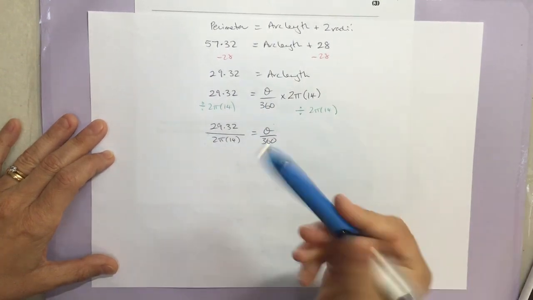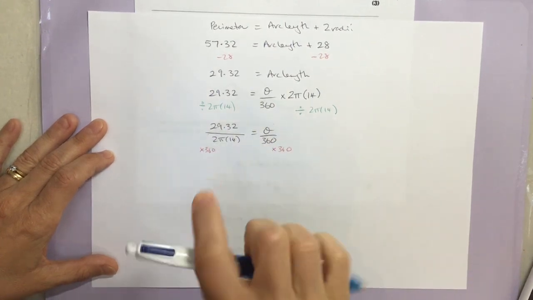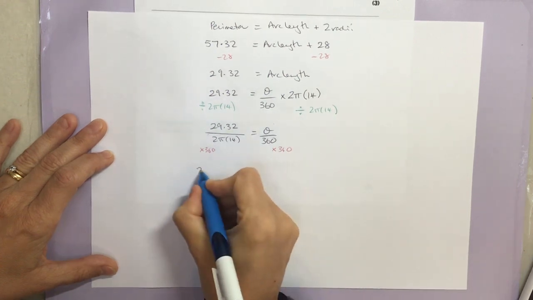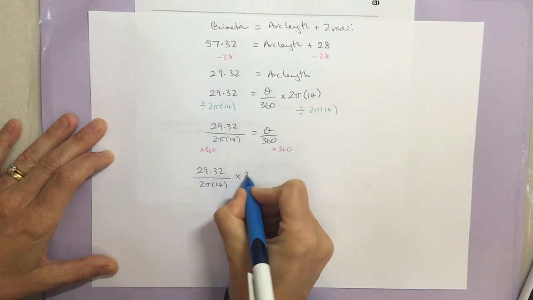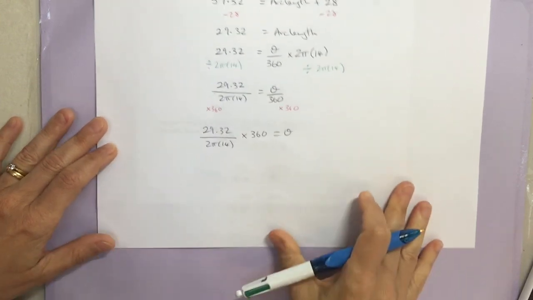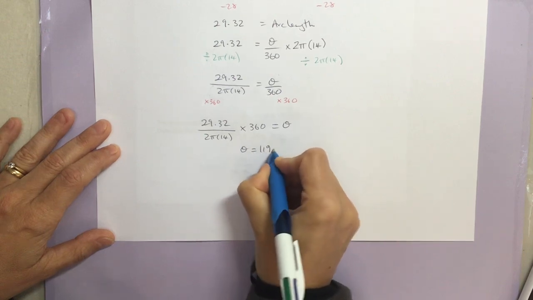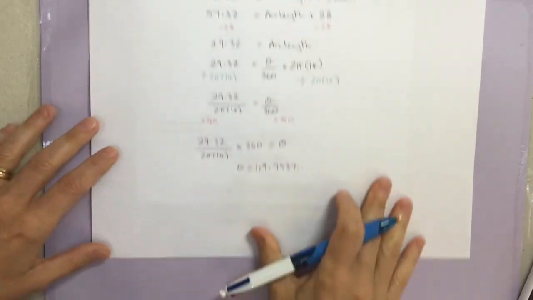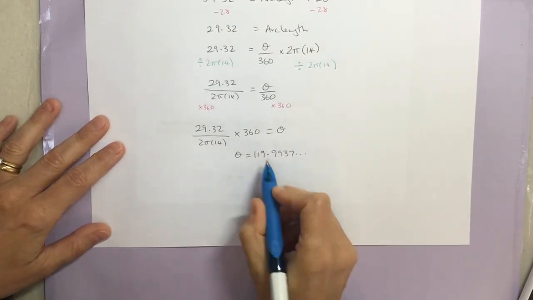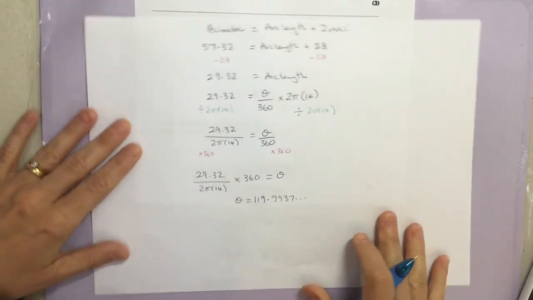So now I'm going to get rid of this 360 to get theta on its own. So I'm timesing both sides by 360. So I'm going to end up with 29.32 over 2 pi times 14 times my 360. It's going to give me my value of theta. And if I sort that out on my calculator, I'm going to get 119.9937. It doesn't tell us what rounding to do. I'm just going to go 1 decimal place again. So in this case, if I round to 1 decimal place, that's going to round up and up. And I'm going to get 120.0 to 1 dp.